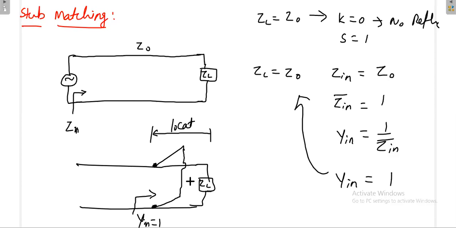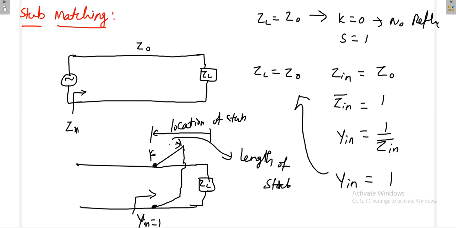So I am going to introduce the stub. Now, two things are important. What is the location of the stub? And what is the length of the stub? Another important thing is the length of the stub. This is called single stub matching. So what is our aim? We are going to introduce the stub, and that stub is going to cancel the reflection. Somehow it will cancel the reflection.